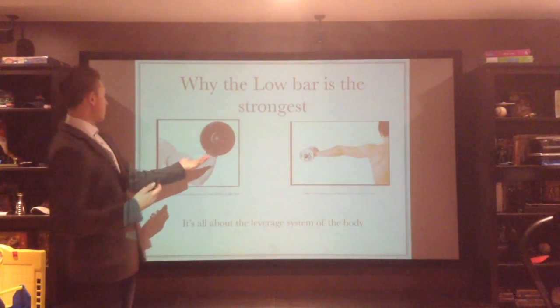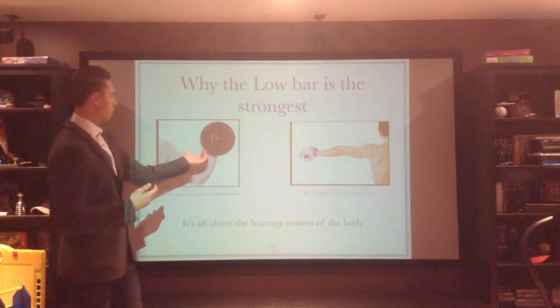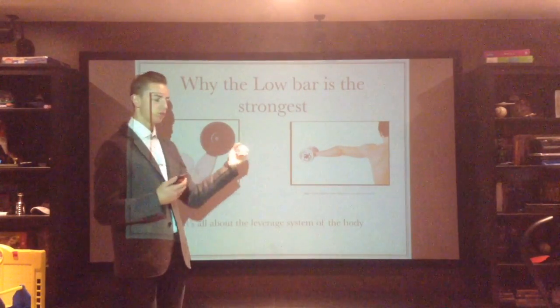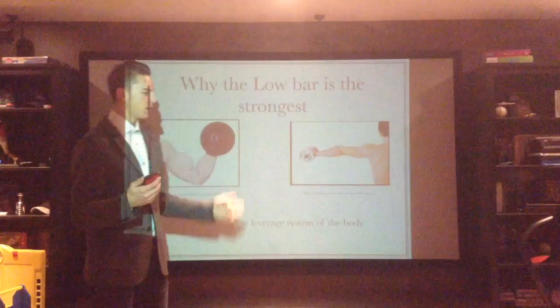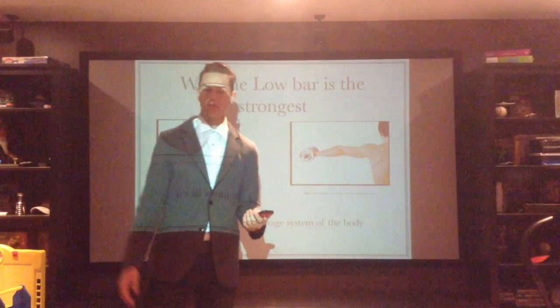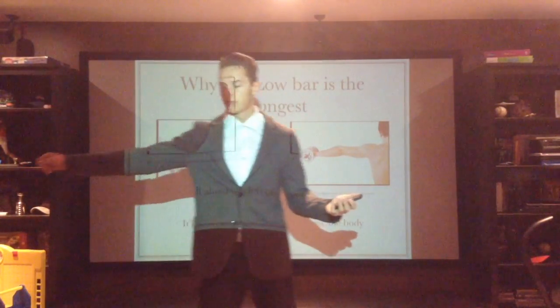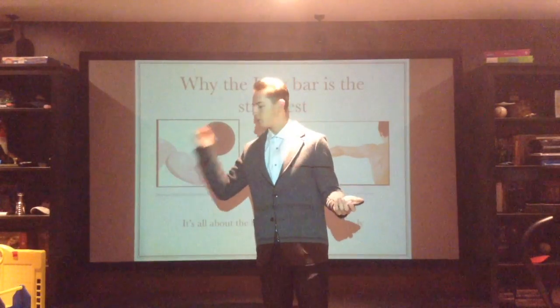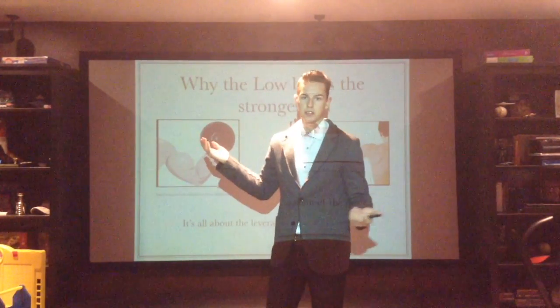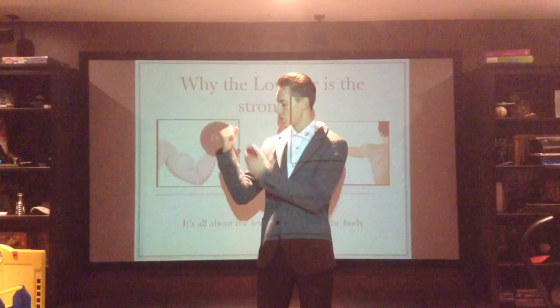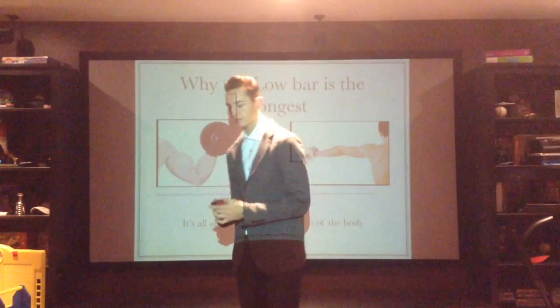A perfect example is right here. There's a man holding a dumbbell close to his body, and a man holding it far away from his body. You can try this right now at home. Pick up a book, hold it away from your body, and then put it really close to your body. Find out which one is easier. It's going to be like this, because you've shortened the distance of the load arm.